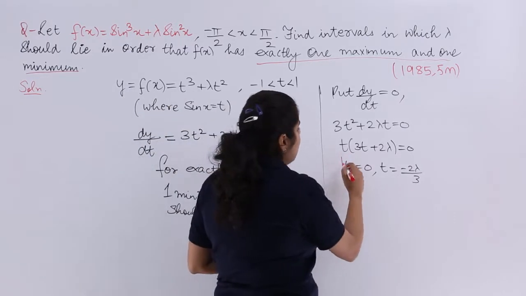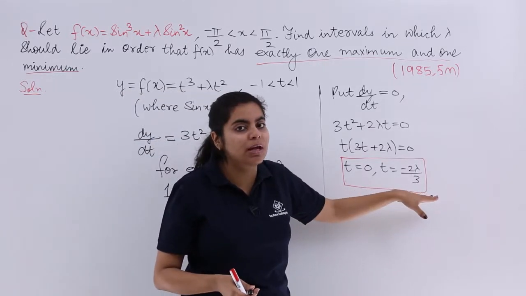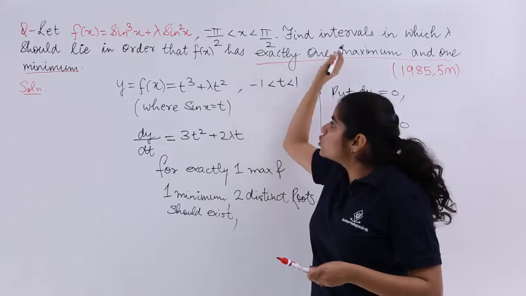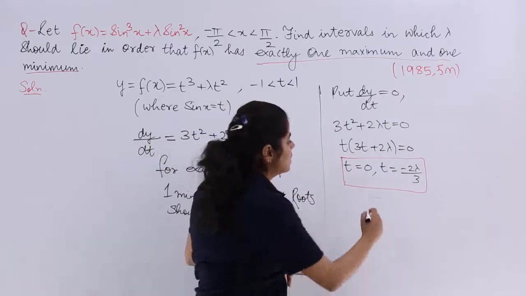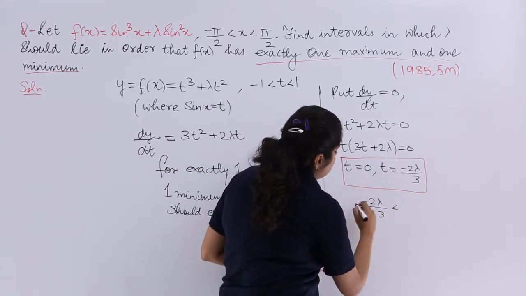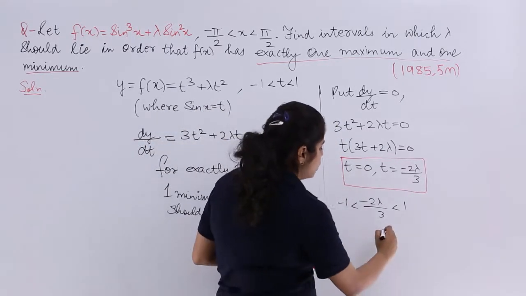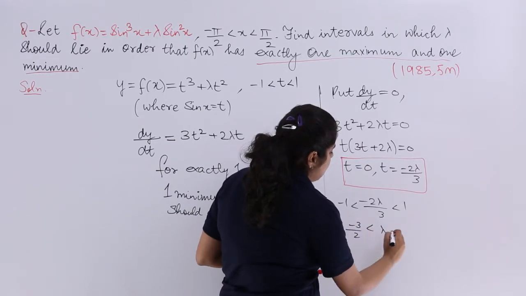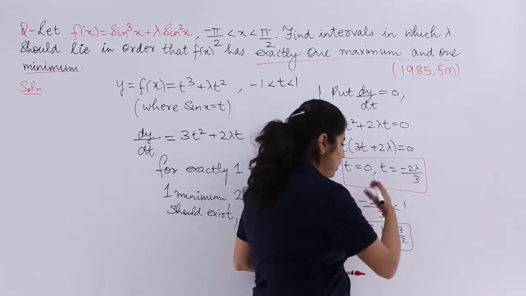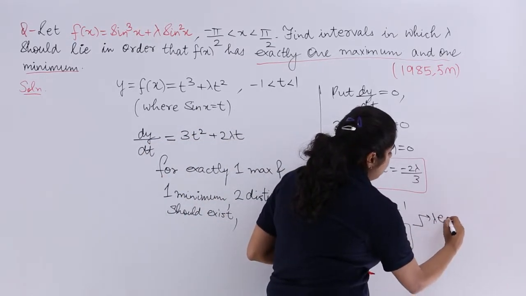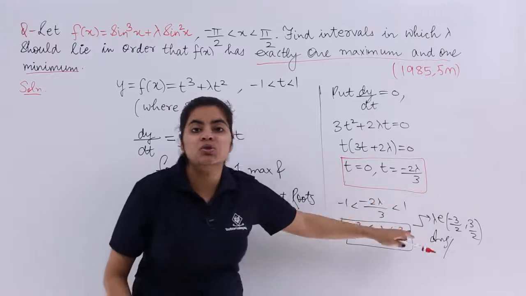Next, when we have these two values, we are more concerned with the value which one? Not 0 but −2λ/3. Why? Because we are supposed to talk about λ in the question. So −2λ/3 should lie between −1 and 1, right? That is what we were talking about. That means what should be λ? λ should be lying between −3/2 to 3/2. So what is my interval? You have to solve this now, and that is how you get it. So my λ belongs to (−3/2, 3/2), and that is my answer to this question.